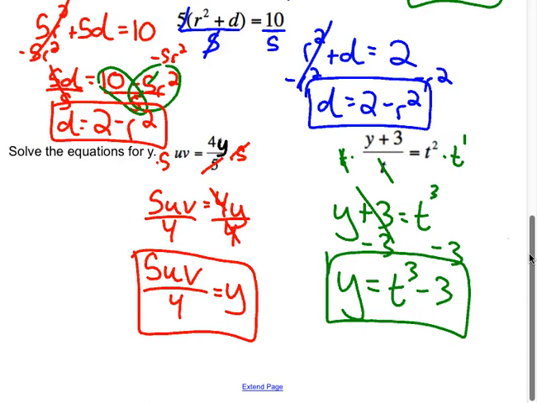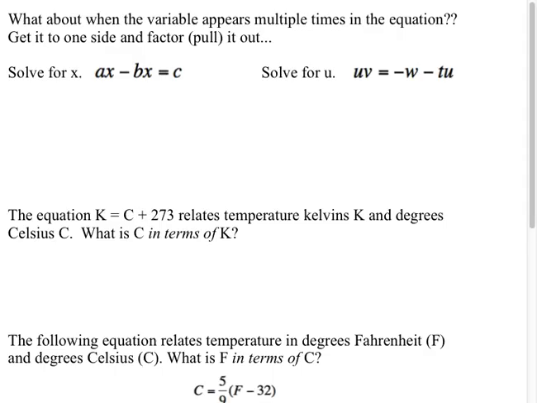All right. Let's keep moving along. So what about when the variable appears multiple times in the equation? So this presents a problem. For example, for this one it says solve for x, but I see 2 x's. Well, that's awkward. Now you have learned about something called factoring, right?